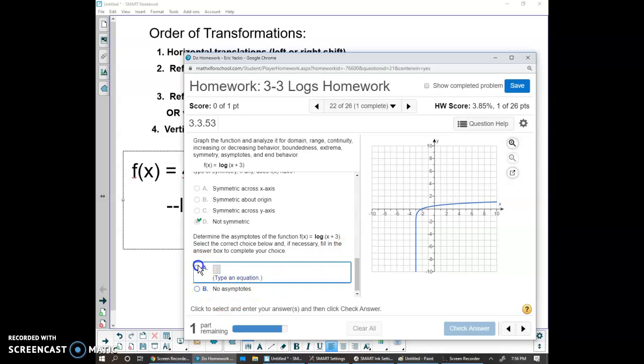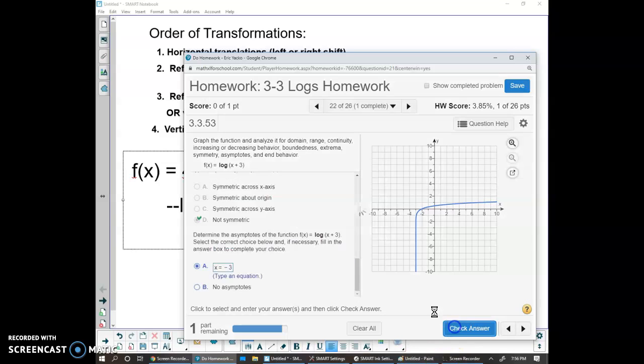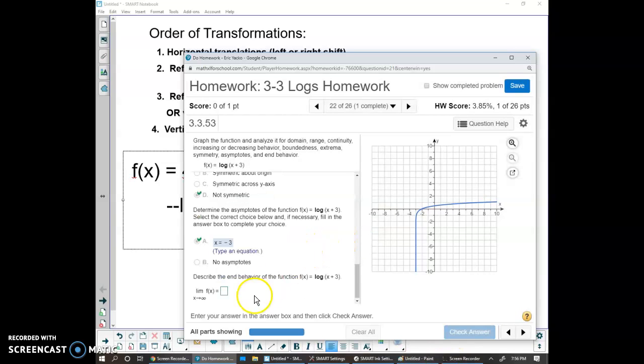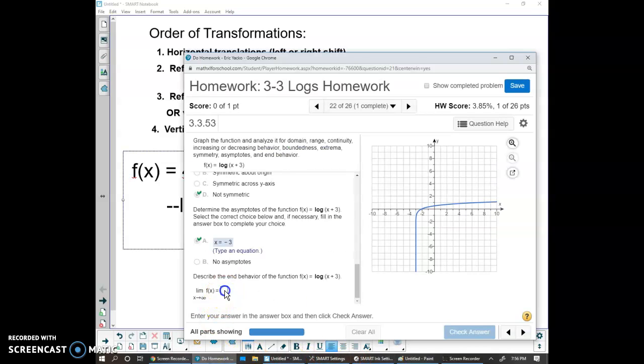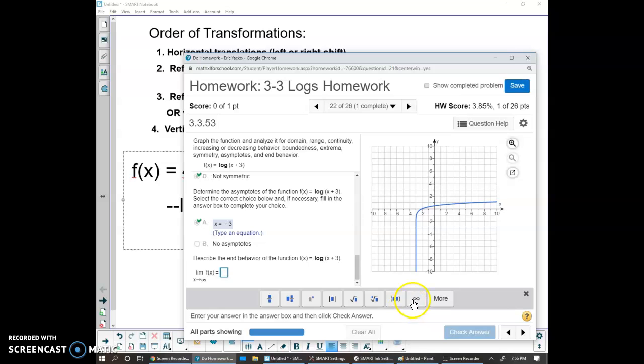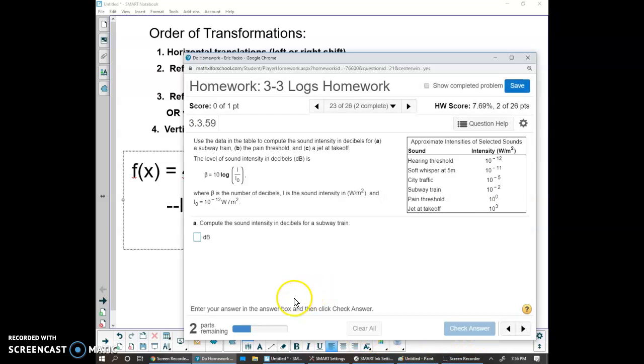Are there asymptotes? Yes, there's an asymptote. It's at x equals, what is it? I know you can figure it out. Okay, -3. X equals -3. You got it. Describe the end behavior. As x goes to infinity, so as x gets really, really big, y goes to infinity. Excellent. All right.